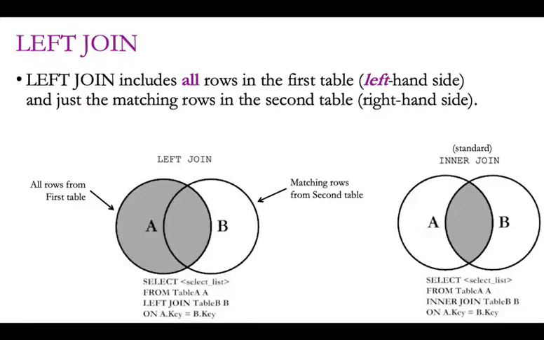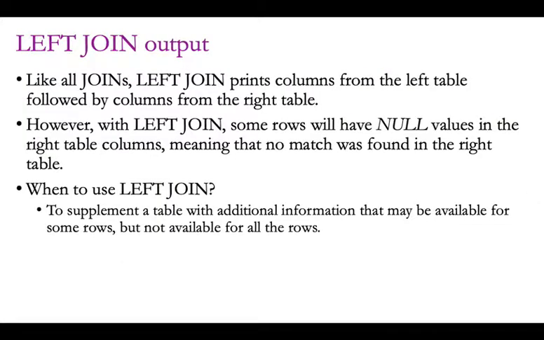If you wanted to keep that person but just have missing details because you weren't able to do the join, then the left join is useful. Okay, and I'll show an example that gives more concrete meaning. So with a left join, you're going to have some rows that have null values from the right table, the second table, because no match was found. Null just means there's no value available.